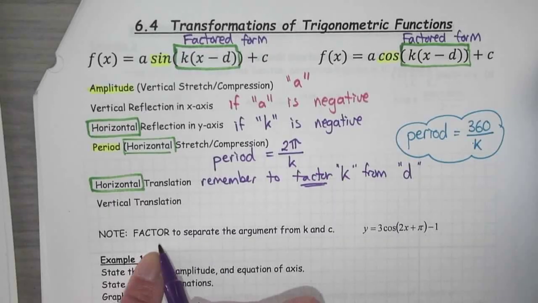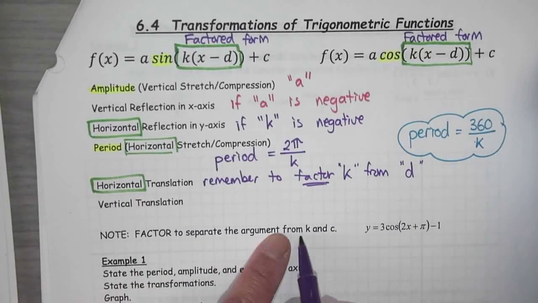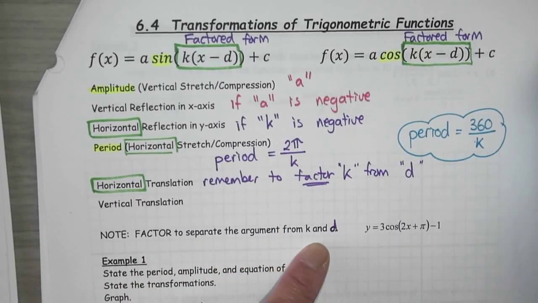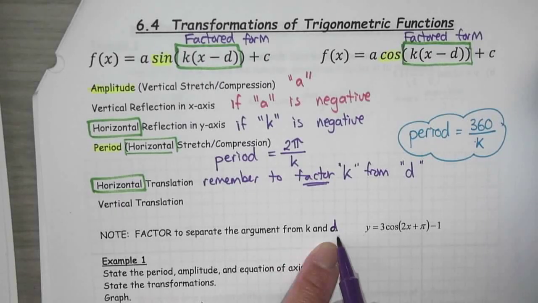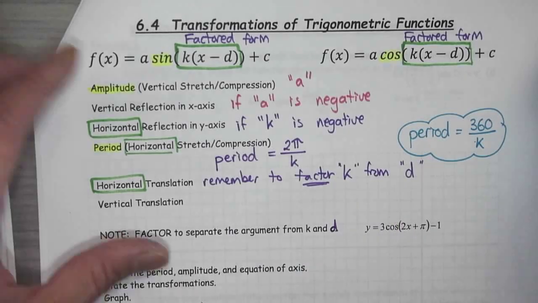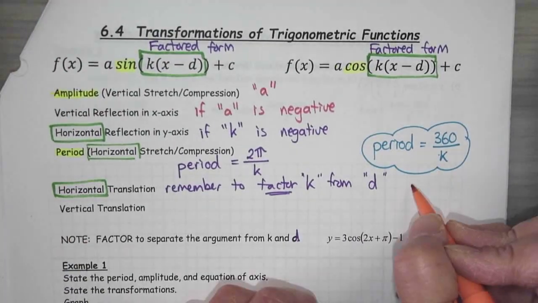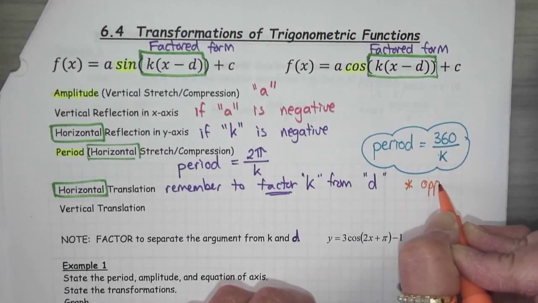And I said that down here: factor to separate the argument from K and D. I did a typo, sorry. So I said the same statement here: factor to get the K and the D separate, and it should have been D, not C. Can you fix that in the notes, please? So it should be a D. Make sure the K and the D are separate. You want that in factored form. And remember, it's also the opposite sign.